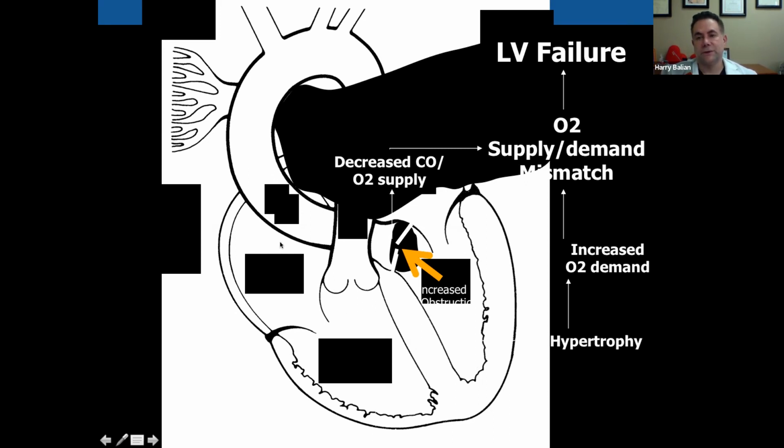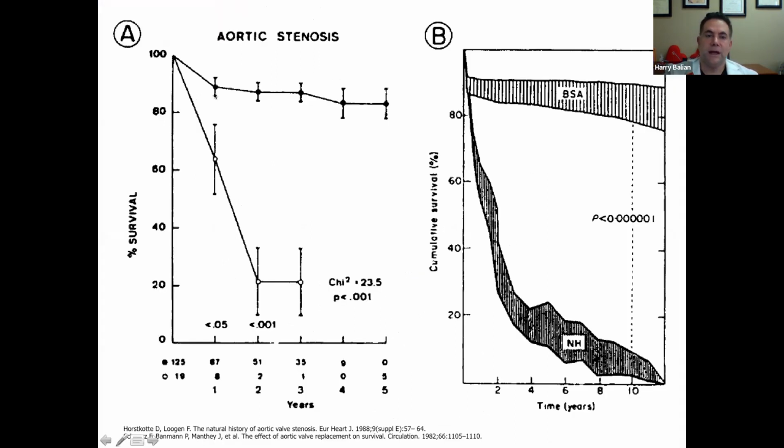So because of the O2 mismatch between supply and demand, you basically have heart failure. When people develop heart failure with aortic stenosis, their survival is basically 2 years, 50% die.